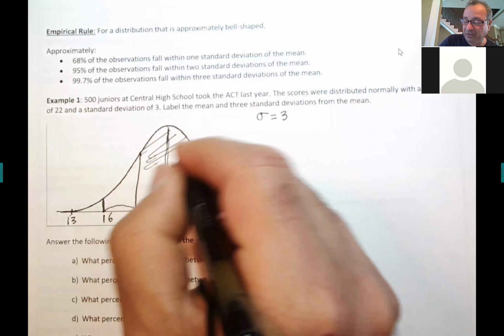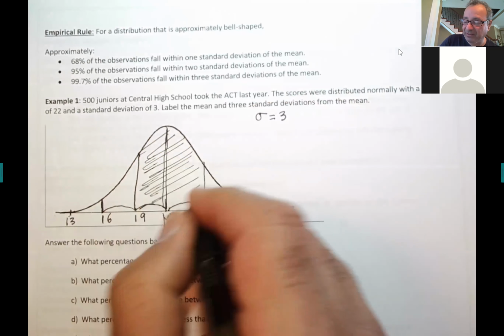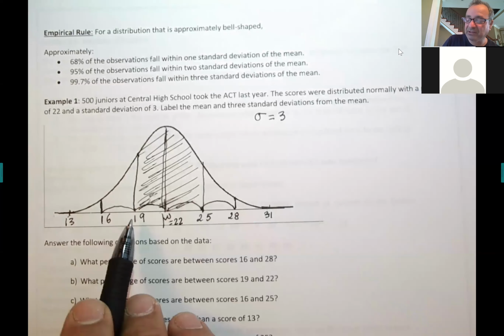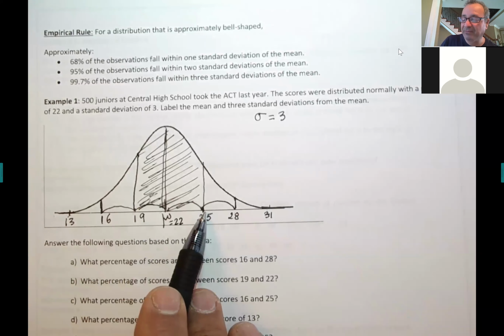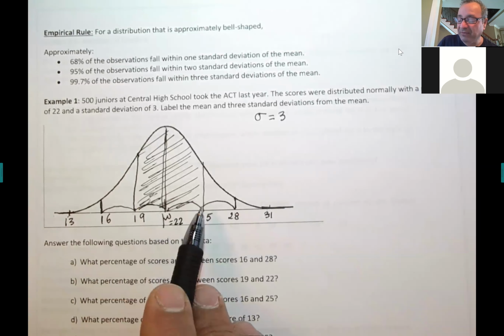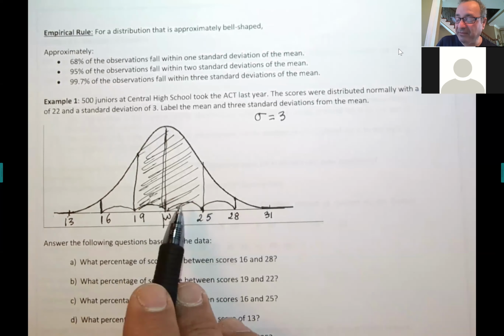Now let me say one standard deviation within the mean, which is going to be this, guys. This is a big portion of the curve. It's the fat portion right here. Statisticians noticed that 68% of the students have scores between 19 and 25. 19 and 25 is called within 1 standard deviation of the mean.